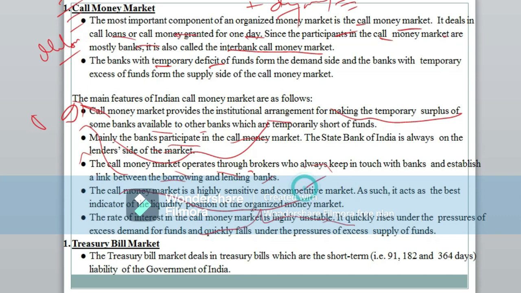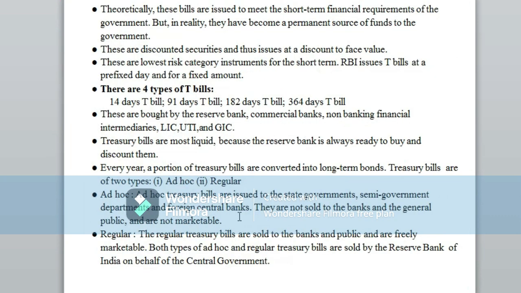Treasury bills are instruments of trade in the market. Treasury bills are short term, with maturities of 91 days, 182 days and 364 days. These instruments are used with such liabilities. Treasury bills are issued to meet the short term financial requirements of the government, and in reality they have become a permanent source of funds to the government. These are discounted securities, issued at a discount to the face value and redeemed at par on a prefixed date, like a fixed deposit of money.